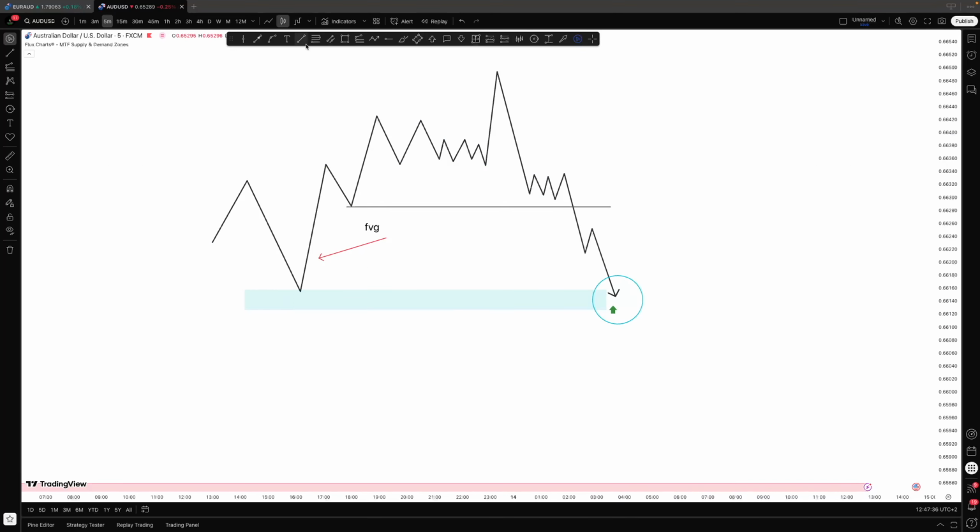And sometimes when price breaks this kind of lows here, they like to come back inside. I hope you understand what I mean. So FVG plus, sometimes it can break even the demand zone a little bit, but price will come back inside.